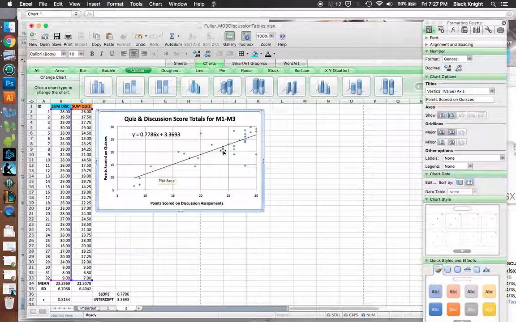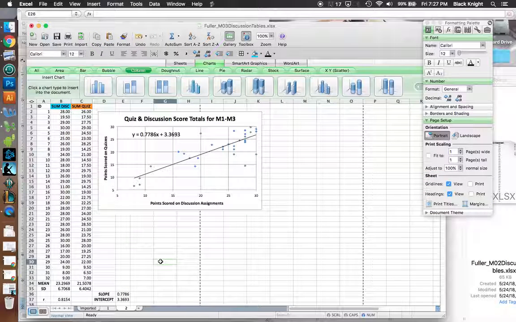Anyway, I was able to find this and drop it in and calculate the slopes and the intercepts. The correlation coefficient of 0.815 is relatively strong, and you can see just looking at the way the data lays out here, there's a lot of points that fall relatively close to this line. You see a large cluster up here of students that did well on all of the discussion assignments and all of the quizzes.